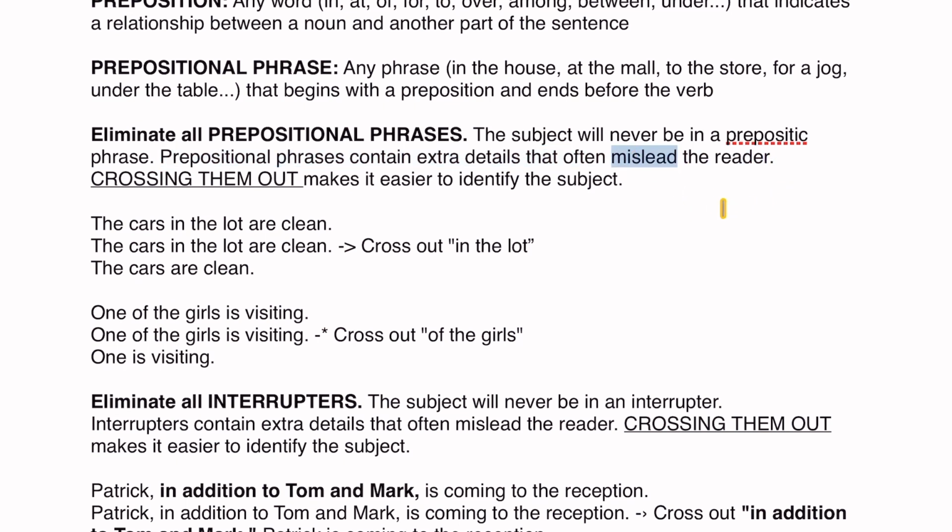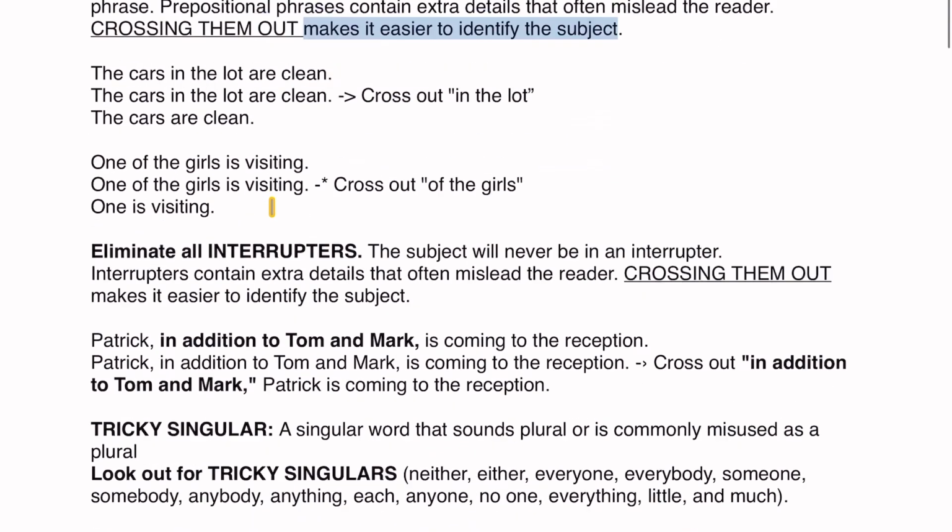Mislead. كلمة mislead يعني يوجهك غلط. GPS خربان يعني. فما يتوهك عن ال subject verb agreement. يبقى الحل ايه؟ Crossing them out. Crossing them out makes it easier to identify the subject. ده كلام كبير قوي. So you eliminate the prepositional phrase, makes it easier to identify the subject. تعال اوريك ازاي. خد عندك.